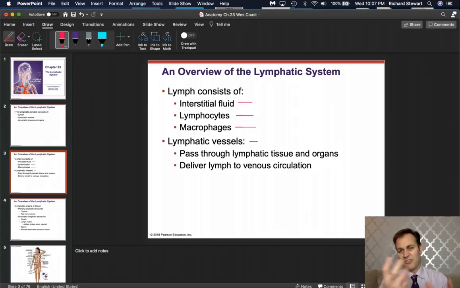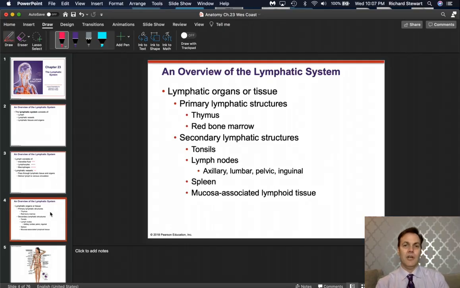So lymphatic vessels are like veins, but we label them green in the books because that says they're lymphatic. Primary organs are going to be the thymus and the bone marrow, because the thymus is where the T cells mature, and bone marrow is where they're made. Tonsils are secondary because they have a lot of lymphocytes in there. Lymph nodes, we'll talk about those when we get to it, and the spleen has a lot of lymphoid tissue in there as well.